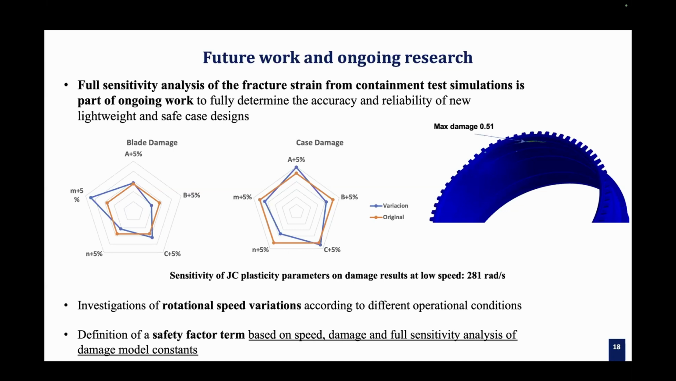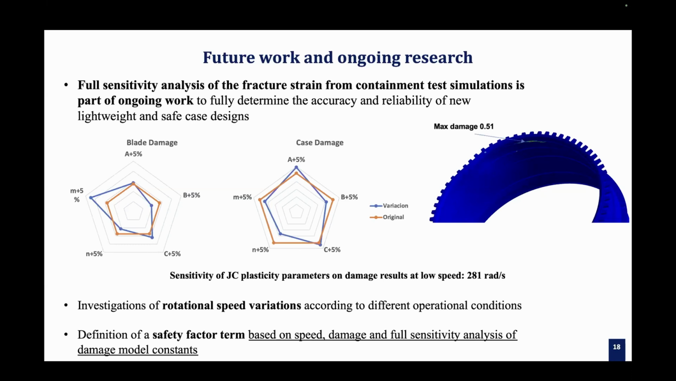What we are doing is varying each parameter of the Johnson-Cook model, five plasticity parameters and five damage parameters, with a 5% variation. We'll see what the variation is in the blade damage in the case, where damage is the value related to fracture. When damage is 1, it will fracture. Here we perform the simulation with the real velocity of the turbofan, and we reach a damage of 0.5, so you still have 0.49 of damage to reach fracture.